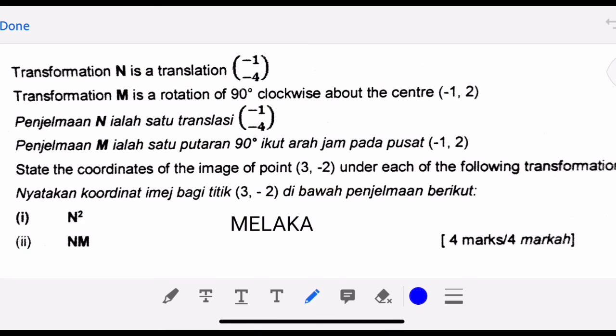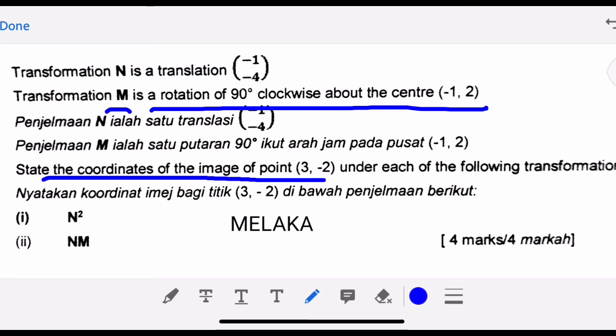Everyone, today I would like to teach you how to do combined transformation. So let's read the question. Transformation N is a translation (-1, -4), and transformation M is a rotation 90 degrees clockwise, center (-1, 2). State the coordinates of the image of point (3, -2).